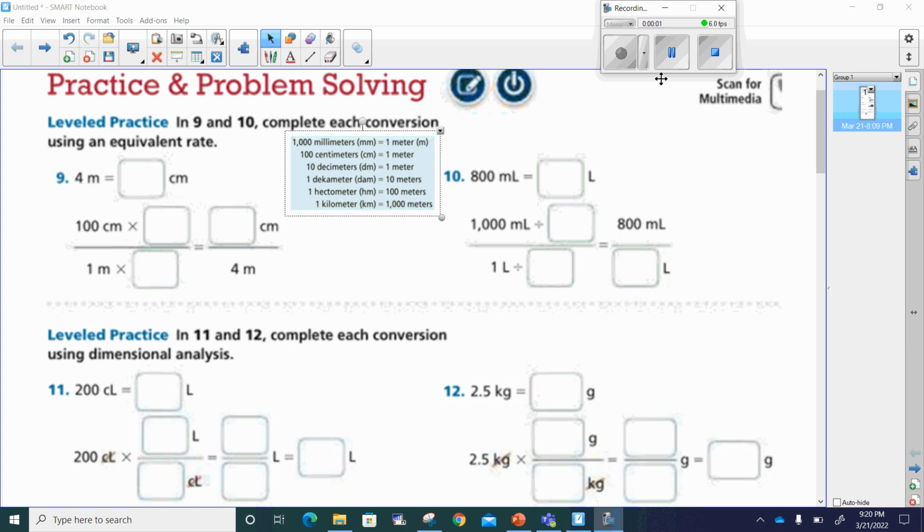Let's go ahead and get on the homework. Starting here, I've got what looks like all the odd ones. I'll start with number 9.